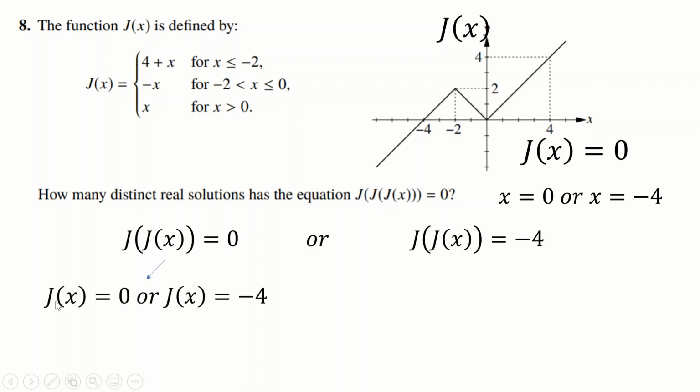And here, this is just the same question again, right? When does j of x equal 0? Well, when x is 0 or minus 4. So those are the two answers there. But here, when is j of x minus 4? Well, again, look at the y-axis. When do we get to minus 4? Well, it's way over here somewhere.